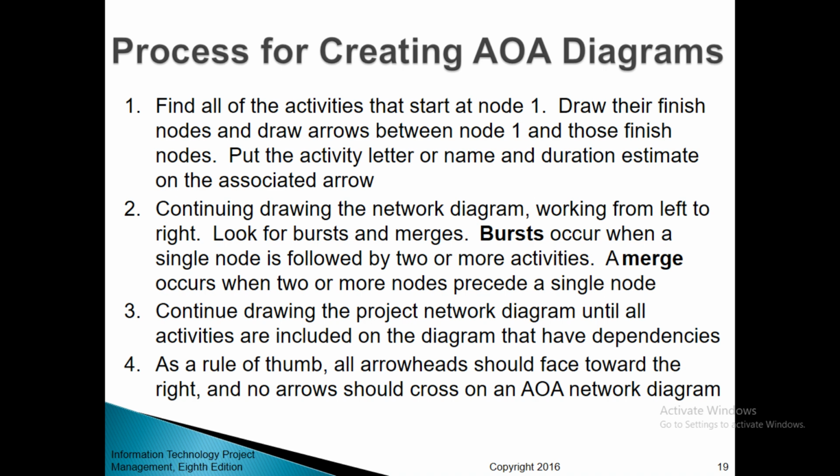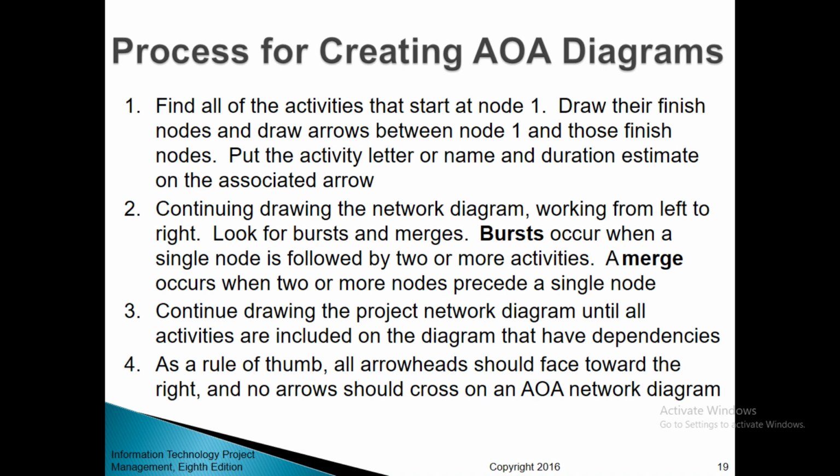Process for creating AOA diagrams. Number 1, find all of the activities that start at node 1. Draw their finished nodes and draw arrows between node 1 and those finished nodes. Put the activity letter or name and duration estimate on the associated arrow.